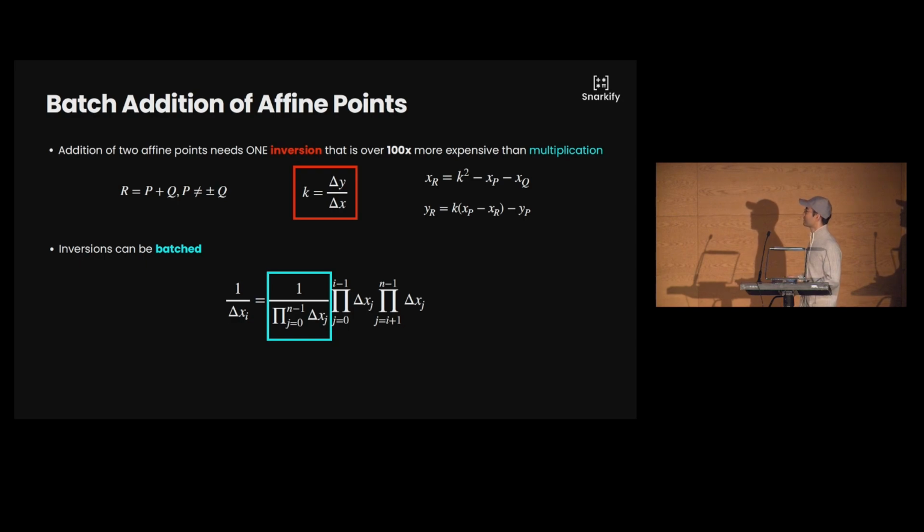The way to amortize this is to multiply all the delta x together, get a final result, and do one inversion. Then you can calculate the final delta x inverses you want from this one inversion through this equation. So basically, you achieve the amortized inversion cost, depending on the number of pairs of additions you batch together. If you batch 100 additions, you get 1 over 100 amortized cost.